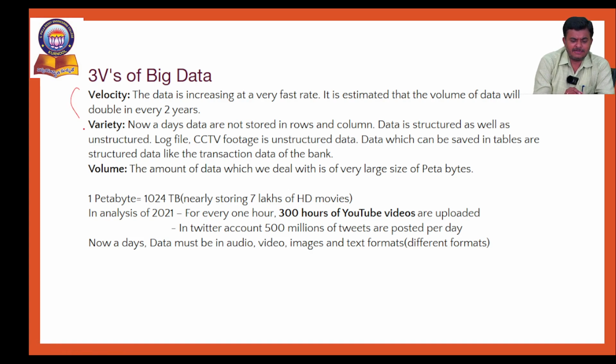We have seen in the review of big data: velocity, the rate at which data is being generated; variety, the different types of data being generated; and volume, the amount of data we deal with, which is of large size, considered in petabytes. So we'll see a small statistic here. 1 petabyte is equal to 1024 TB, nearly storing 7 lakhs of HD movies.